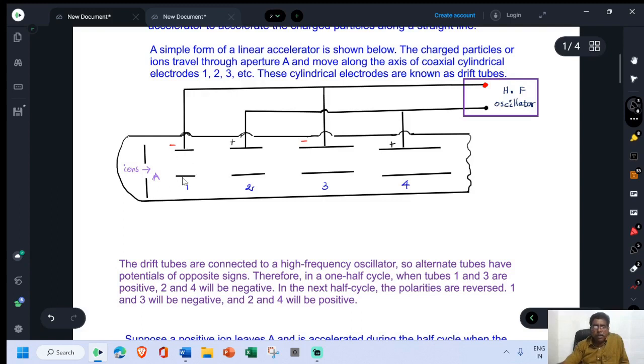the polarity of the first tube is changed to positive. Automatically, the polarity of the second tube is converted to negative. If it is negative, then only tube 2 will attract the positive ion towards it. Therefore, the acceleration is possible only at the gaps. In this gap, the acceleration is possible. At this gap, the acceleration is possible.